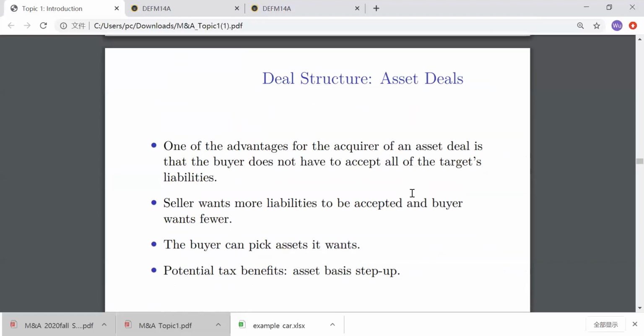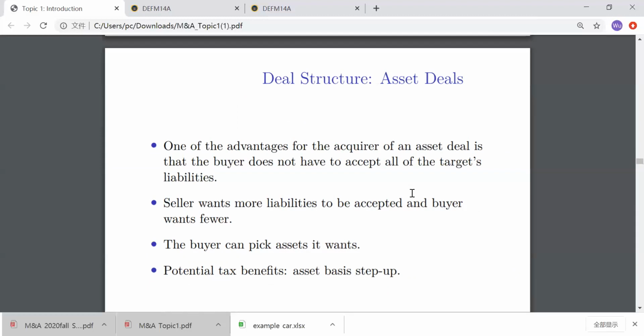Next, we're going to talk about the structure of M&A deals. There are two main types of different structure of the deal. The first type is called asset deal. The second type is called entity deal. And there are major differences here.